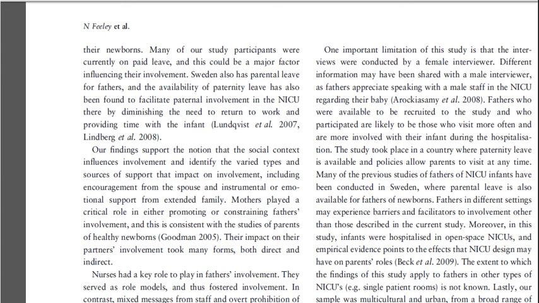The other thing that the discussion will go on to do is it should give you some further ideas of where research can continue. It might talk about how it can be generalised to other settings. And here we go, it says, fathers in different settings may experience barriers and facilitators, and so on. So it talks about that, okay? So that's good.